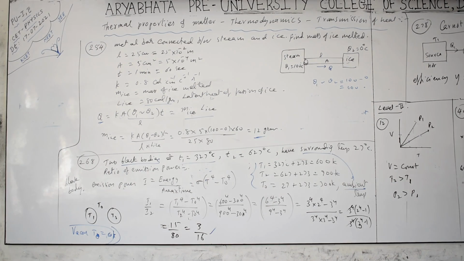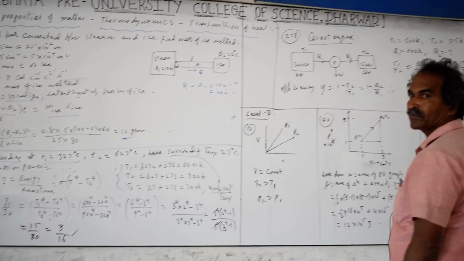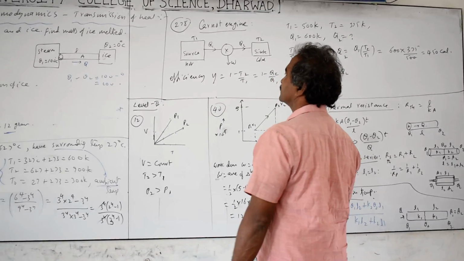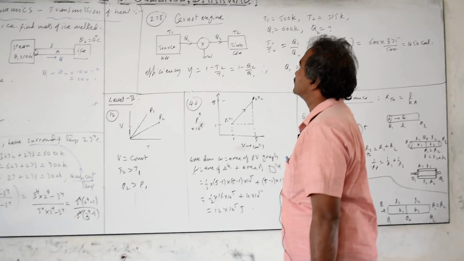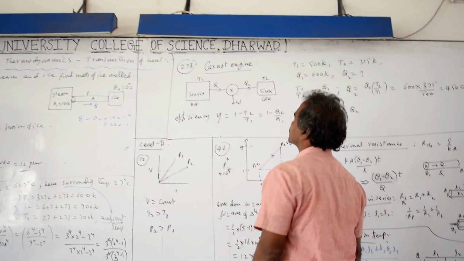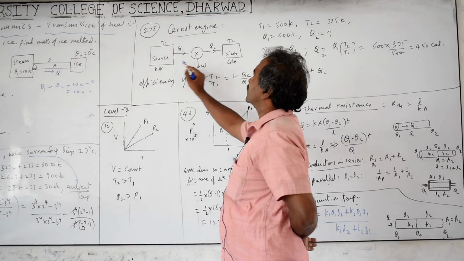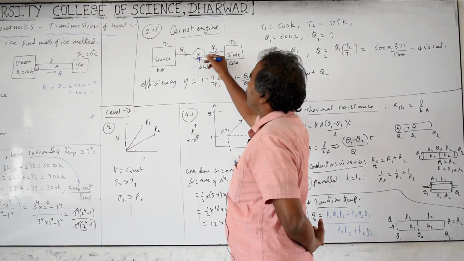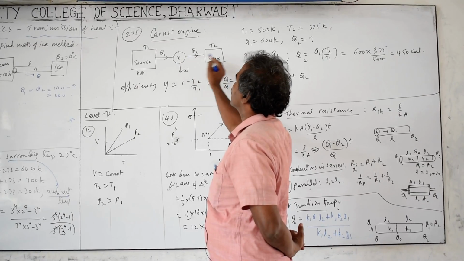Next, 278, Carnot engine. The Carnot cycle graph is also important. In the case of the Carnot engine, heat is taken from the hot body to the working mechanism, and some part of the heat energy is converted into work, and the remaining part is given to the surroundings.